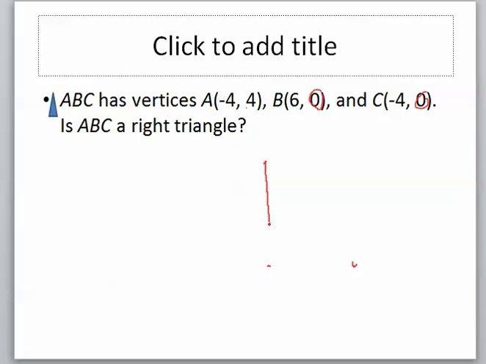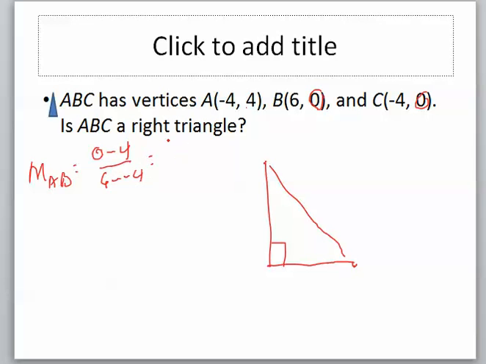And so you would be able to say, graphically, I can see that this is a right triangle. But the way you're supposed to do this is to find the slopes. The slope of AB would be equal to 0 minus 4 divided by 6 minus a negative 4, which is going to be equal to negative 4 over 10, or negative 2 over 5. Well, that's going to be this slide right here, isn't it? Negative 2 over 5. We got that.